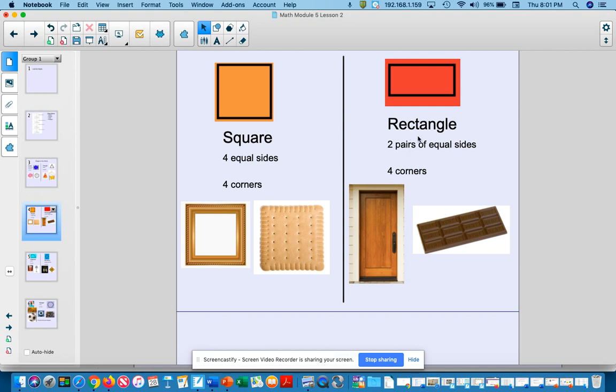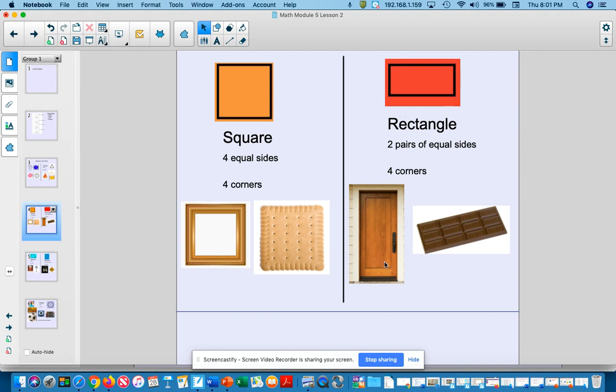So a rectangle is our next shape. And a rectangle has two pairs of equal sides. So that means it has four sides altogether. So over here we have these two sides are equal, and the top and the bottom here are equal as well. So two pairs, four sides in all, and it has four corners. So that's where those sides meet.